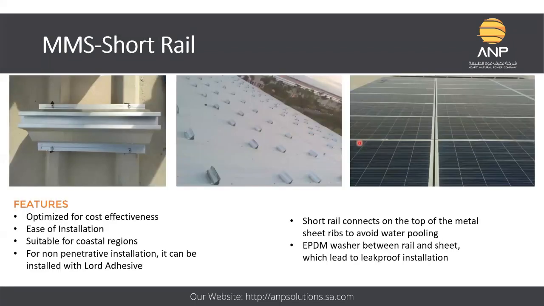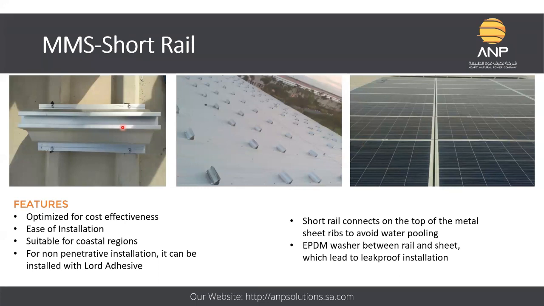So I'm starting with the module mounting structure, short rail type for metal roof. As you can see here, this is like a short rail. This is made up of aluminum, and the aluminum is anodized for corrosion resistance. The advantage of using this short rail type structure is, first of all, the cost of this particular structure is very less, and it is very easy to install. You can install one rail in around 4 to 5 minutes.